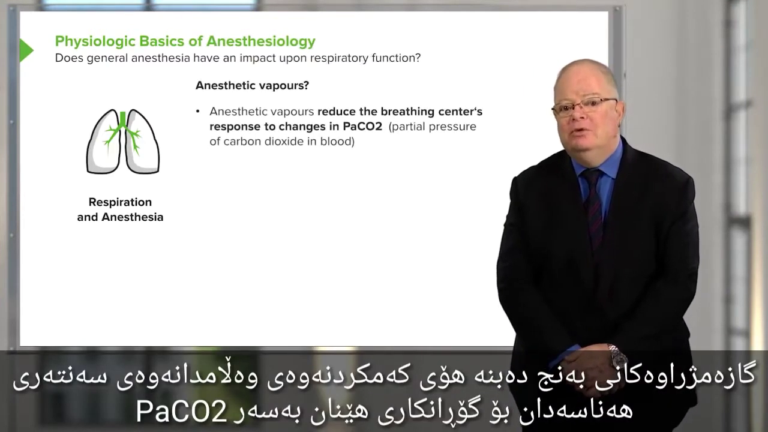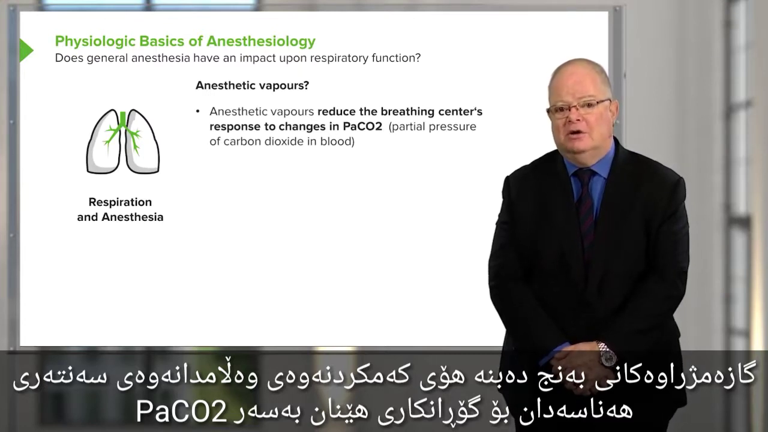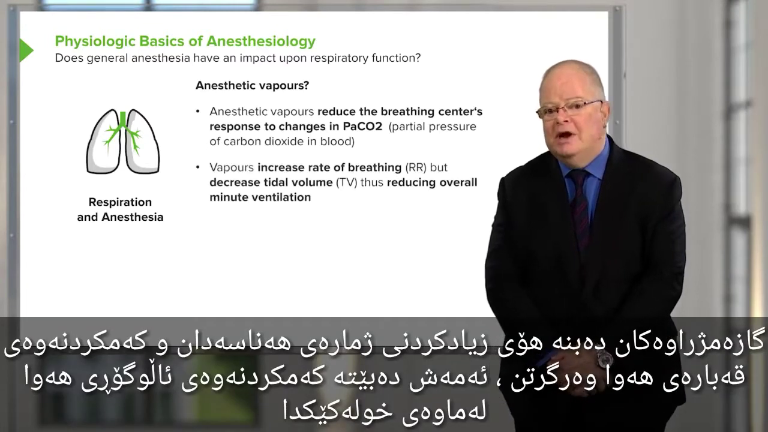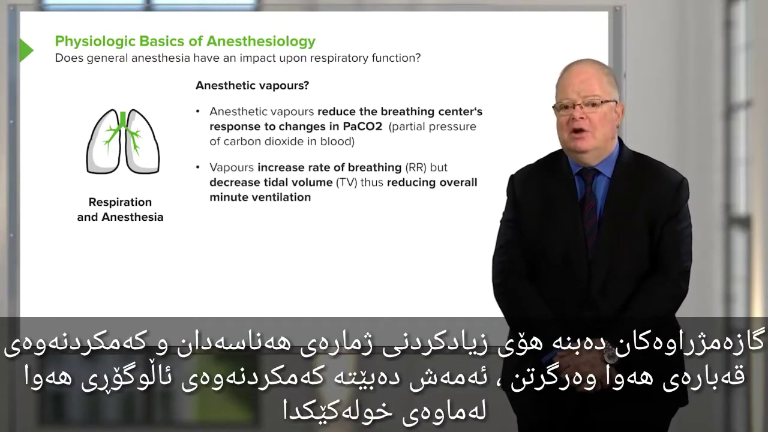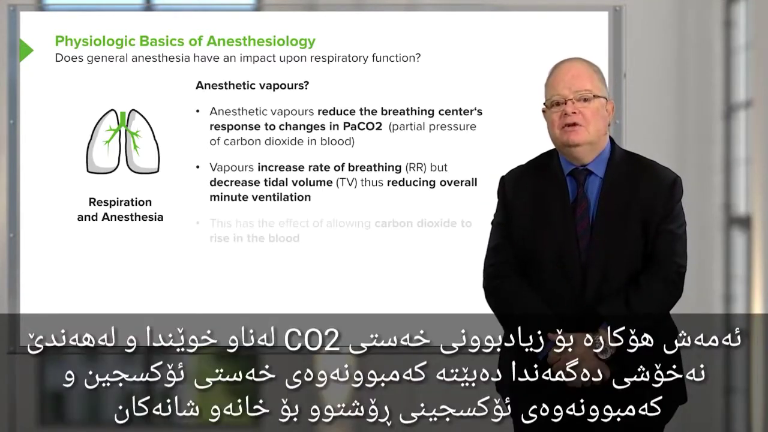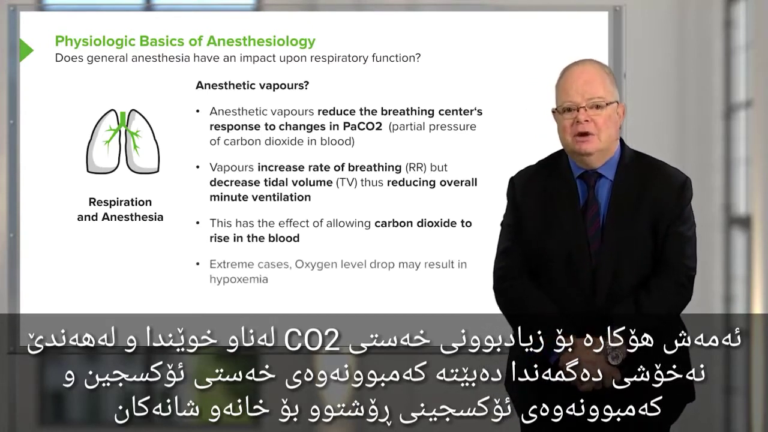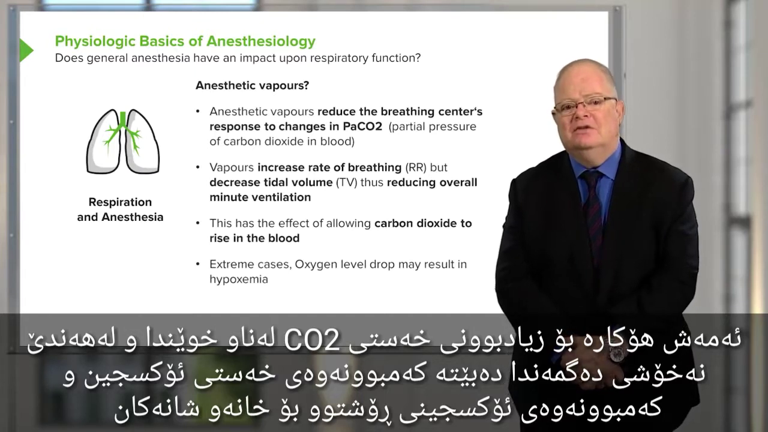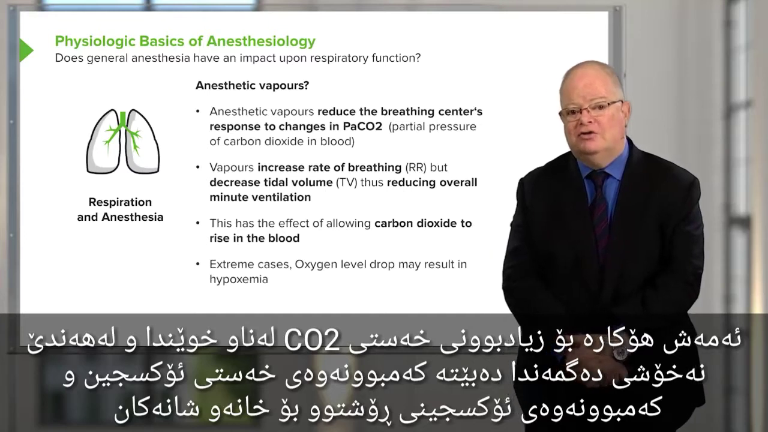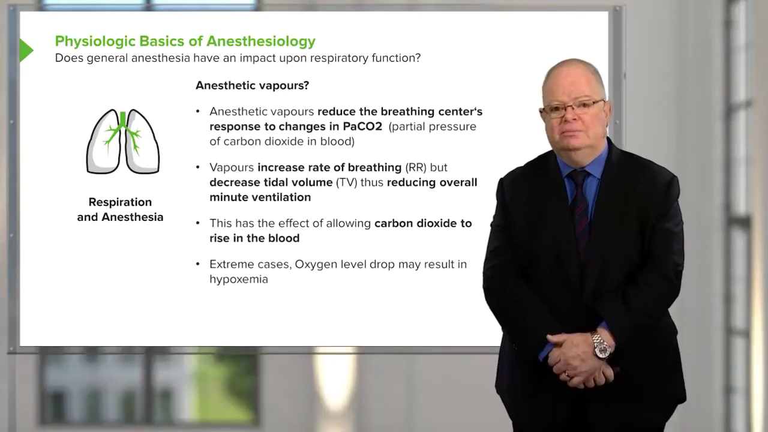Anesthetic vapors reduce the breathing center's response to changes in arterial carbon dioxide, or partial pressure of carbon dioxide in the blood. Vapors increase the rate of breathing, but decrease tidal volume, and the overall effect is to reduce minute ventilation. This has the effect of allowing carbon dioxide to rise in the blood. In very extreme cases, oxygen level may also drop, resulting in hypoxemia or low blood oxygen and reduction in the general oxygen delivery to tissues.